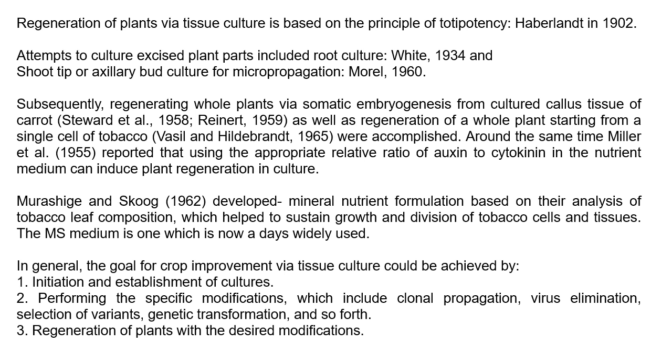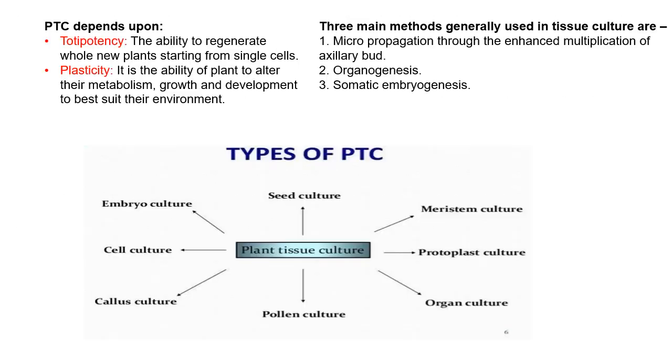So after initiation and establishment of your cultures in the lab, you can go for any of these experiments, and then you can generate a plant with desired modifications. A lot of work is going on for the regeneration of plants with desired modifications. Now there are actually two main points in PTC. It depends on totipotency and plasticity. Because you are doing everything in the lab, plasticity is also very important.